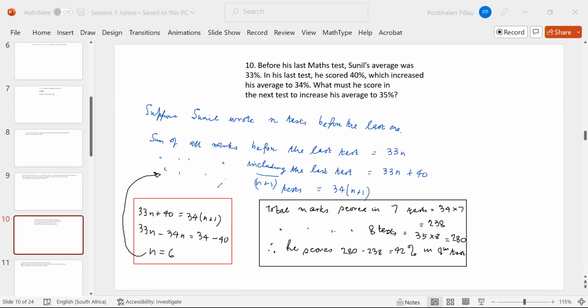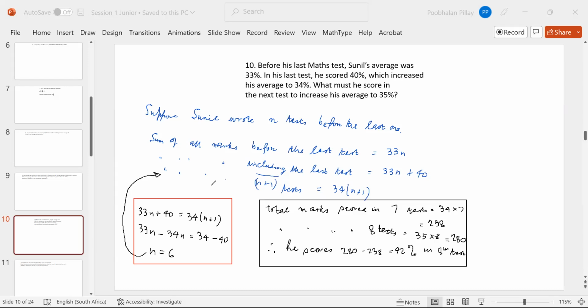Problem 10 is also a problem on averages. Let's read it. Before his last maths test, Sunil's average was 33%. In his last test, he scored 40%, which increased his average to 34%. So he had a 33%, he scored a little bit more, and his average has now gone to 34%.